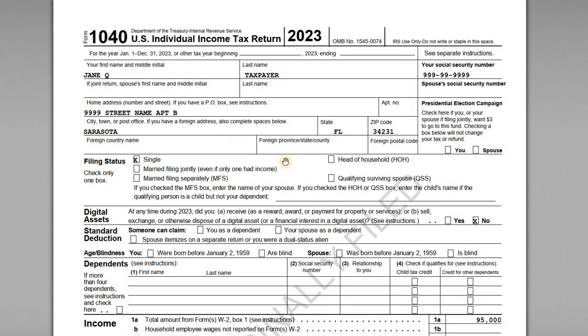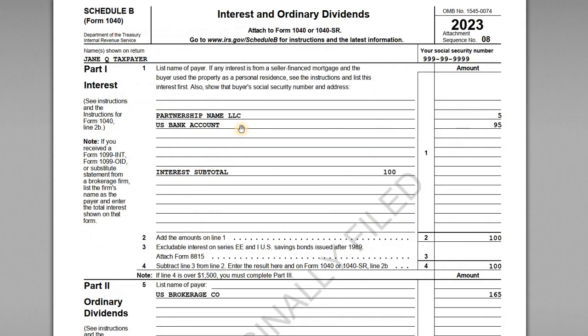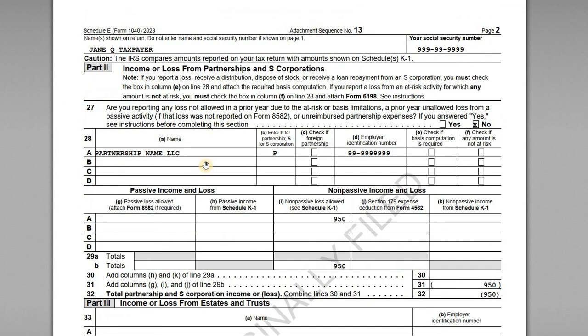Now, on the original return, if we have a look at what she did, we see firstly on Schedule B, she reported the allocation of the interest, so that's fine. And then on Schedule E, she reported the partnership investment, so partnership name, LLC, P for partnership, EIN. And then the loss is reported in the non-passive income and loss section, column I, for non-passive loss allowed. Right? This is wrong, right? So she had to have it over here as passive income or loss subject to those passive income loss limitations.